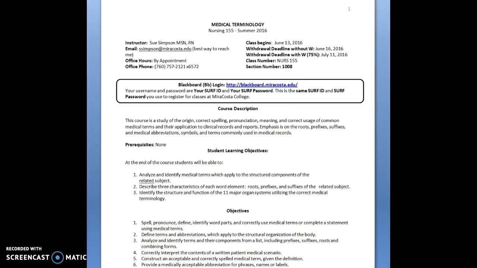You can reach me by email, which is the best way to reach me. I do have an office on campus if you want to make an appointment to see me. Email me and we'll set up a time. I'll come onto campus and meet you.